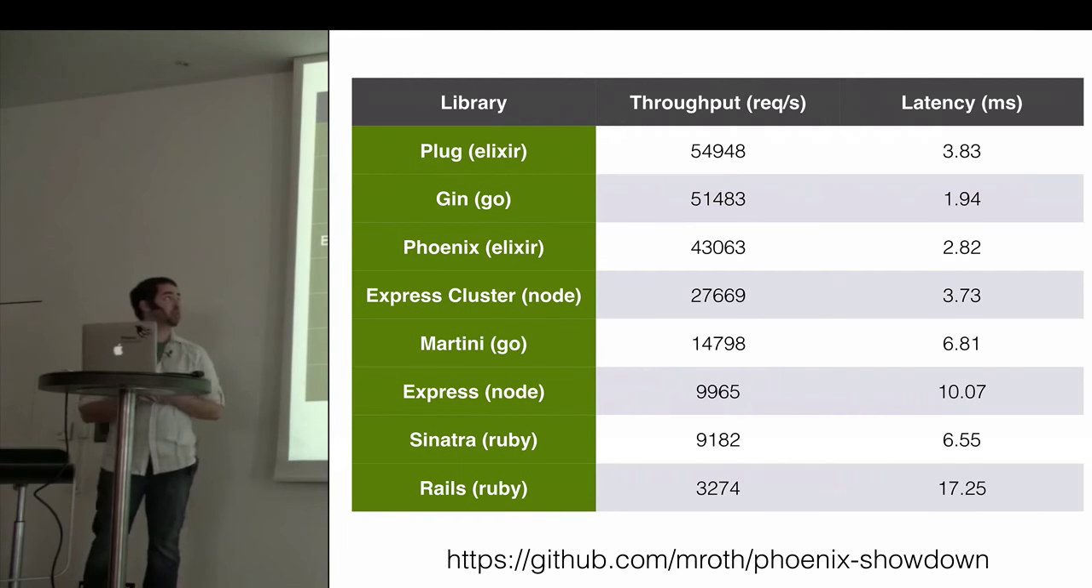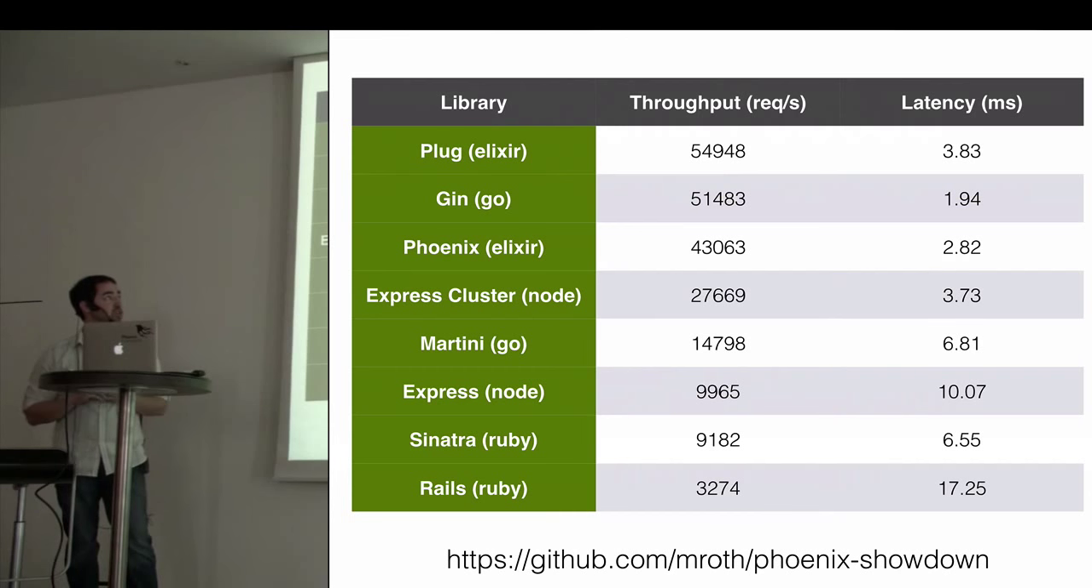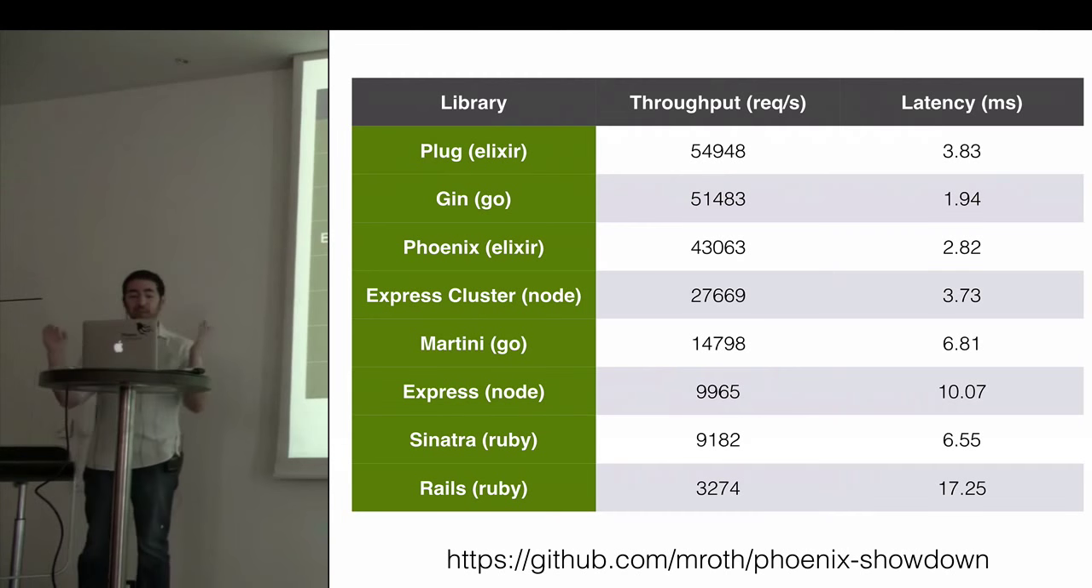Performance has been super fast. Benchmarks are notoriously tricky, but someone put a bunch of benchmarks together. A lot of these applications are doing different things, like the Gen application was one file that someone submitted, whereas the Phoenix application is a whole Phoenix app. But we can see Plug still wins, so Elixir's fast.